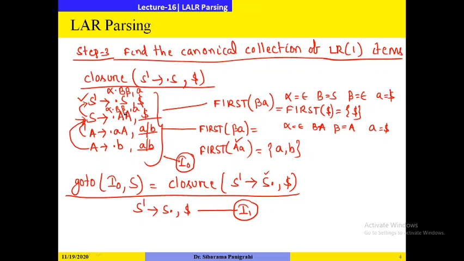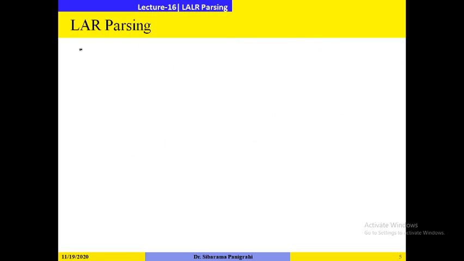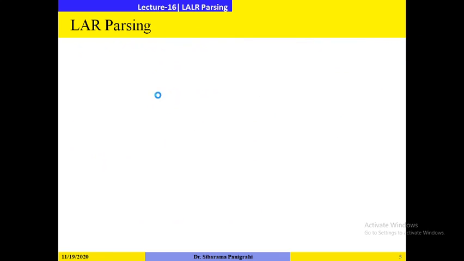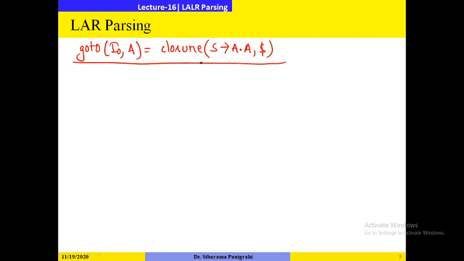Now in item 0, what other symbol can I jump? Here you see I can jump the capital A, the second production. So goto I0 comma capital A. It is nothing but closure of this production, S gives A dot A comma dollar. What is its closure? The same production will remain in its closure: S gives A dot A comma dollar.